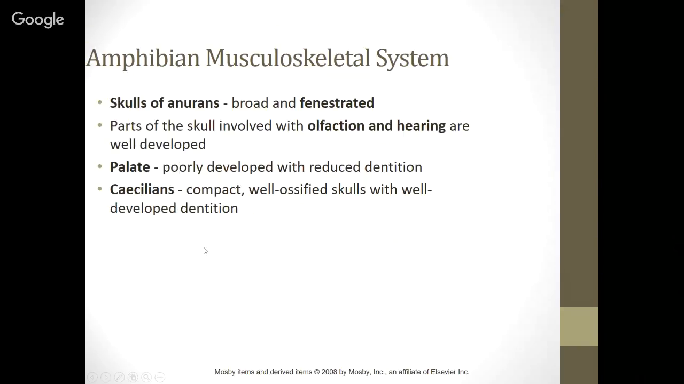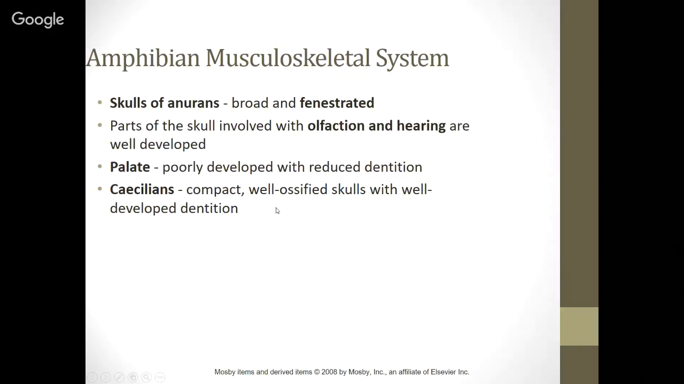Skulls of the anurans are broad and fenestrated. They're holey, okay? Parts of the skull involved with olfaction and hearing are well developed, so they can smell and hear really well. They don't think so well. The palate is poorly developed with reduced dentition, but they do have some teeth.